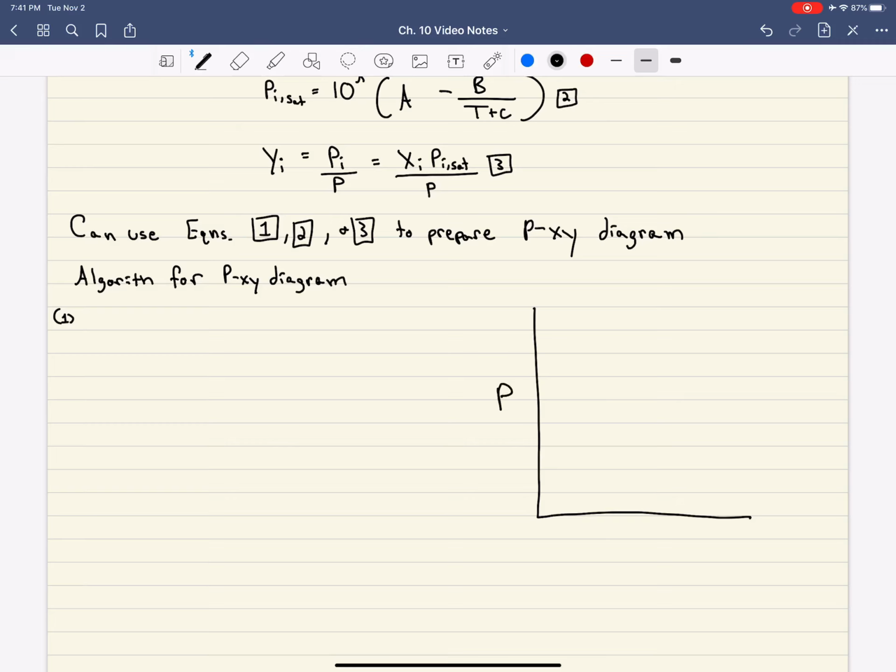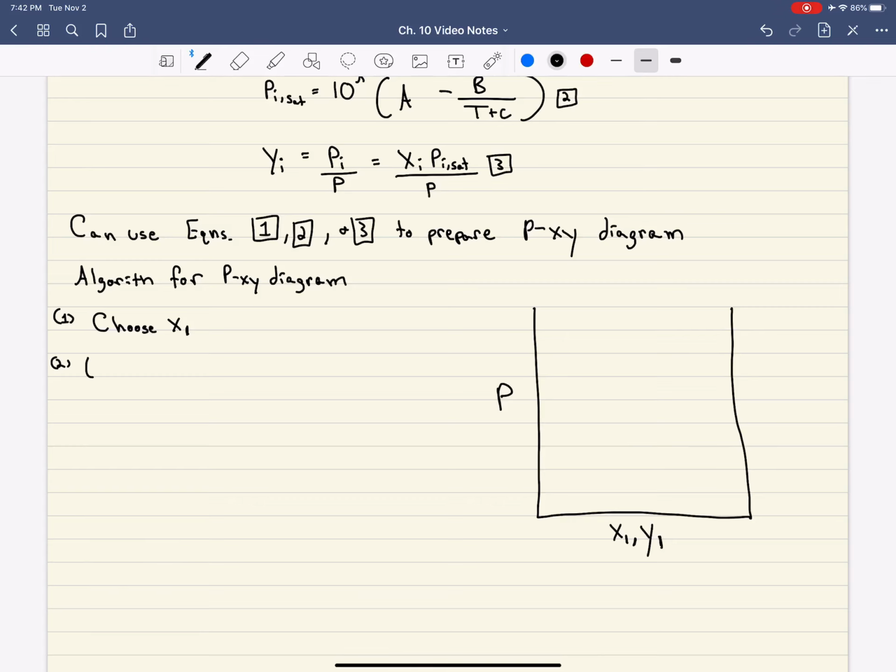If you want to calculate a PXY diagram, so this is pressure here, and the x-axis is going to be for both the liquid mole fraction and the vapor mole fraction. In order to calculate this type of diagram, the first thing you would do is choose an x1 value. So you would calculate values at different x1 values.